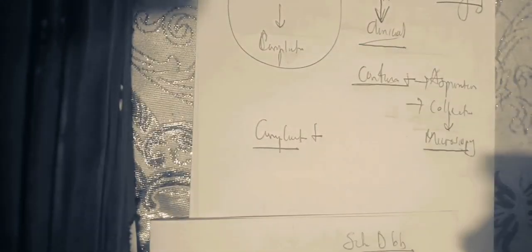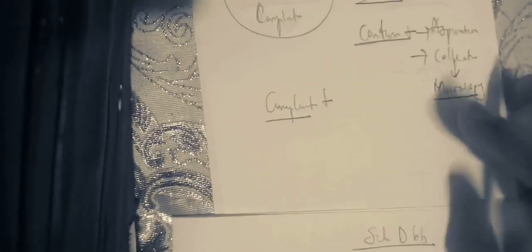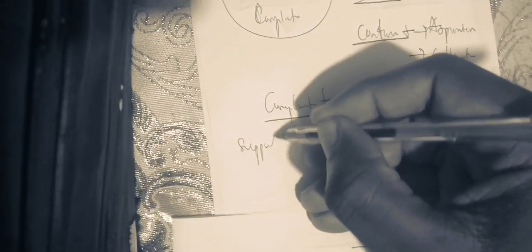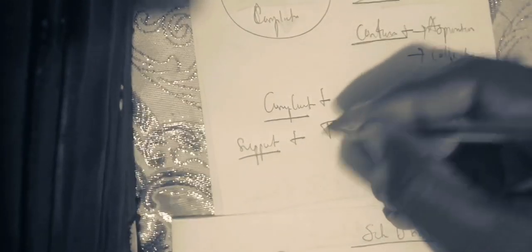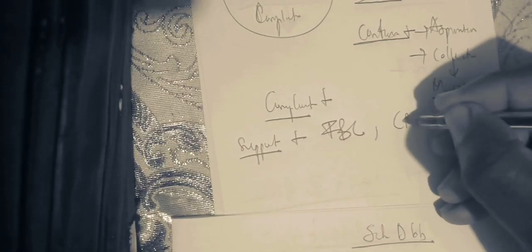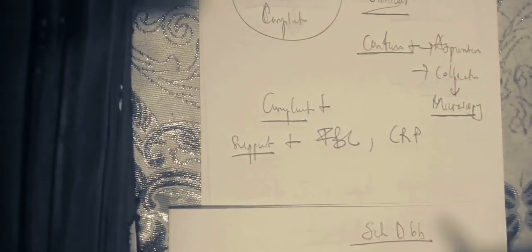For the complication, we talked about sepsis. In order for you to visualize sepsis, you need to support sepsis. To support sepsis, you are going to use the full blood count and the CRP. Is it clear? Full blood count and CRP are going to tell you that there is sepsis. Is it clear? So, how is the full blood count going to tell you that there is sepsis?